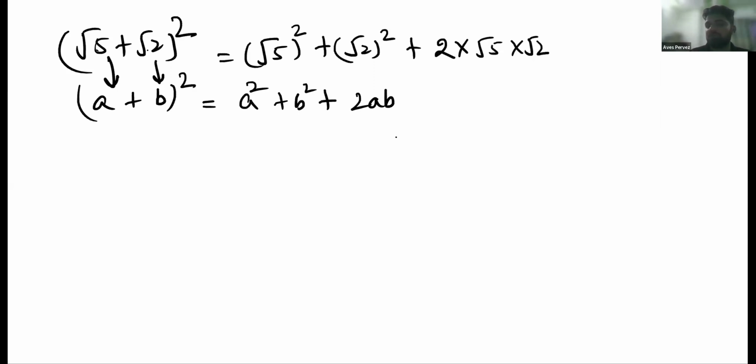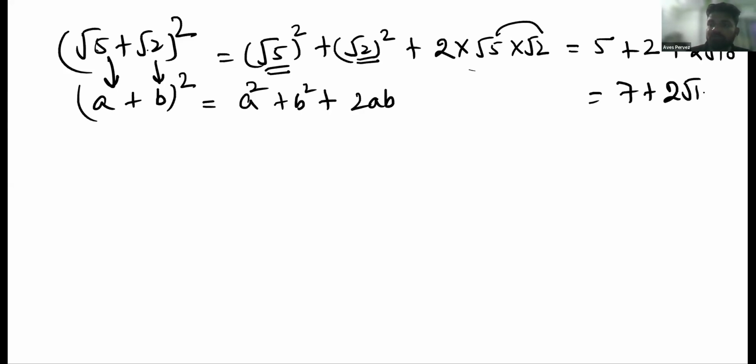Did you understand? When you open this, root 5 square means 5, root 2 square means 2, and when root 5 and root 2 multiply with 2, you get 2 root 10. So this will be 7 plus 2 root 10. Got it?